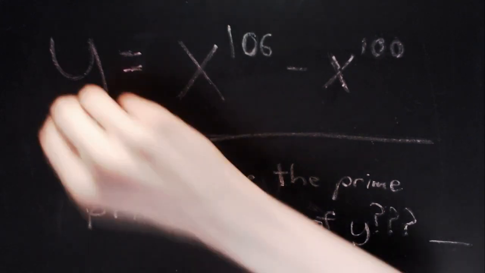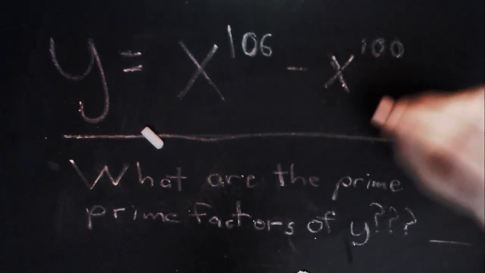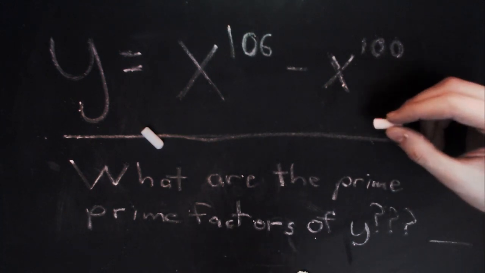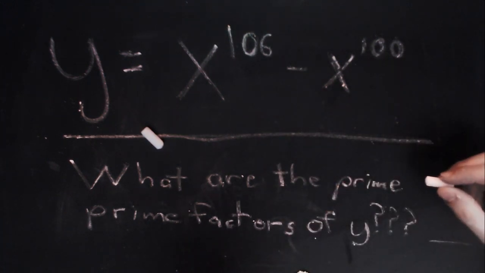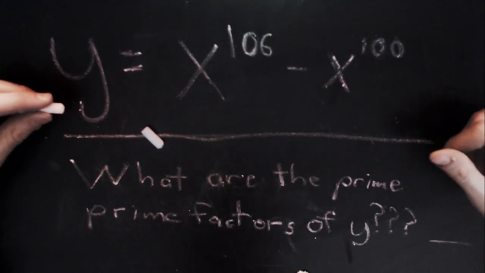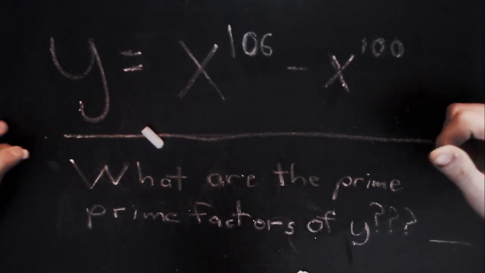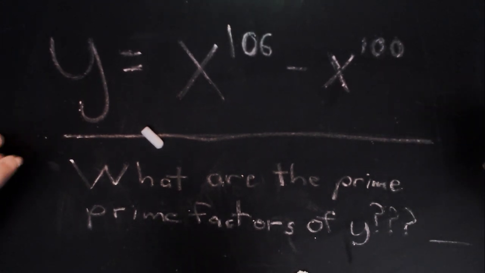We have y equals x to the power of 106 minus x to the power of 100. What are the prime factors of y? And just in case you need a review of prime factors, maybe I can just show it by example. That'd be the fastest way.